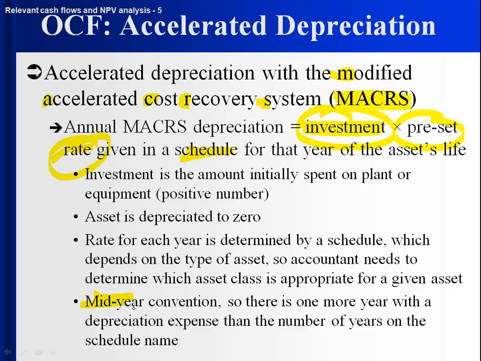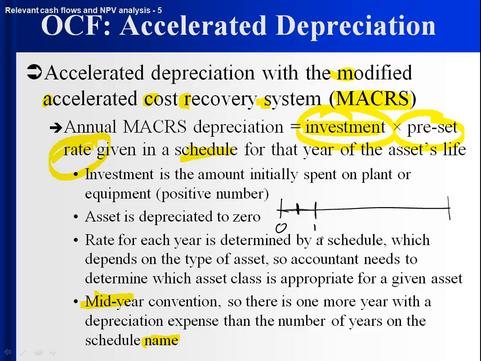There's something called the mid-year convention. In this class, for example, we're going to look a lot at the 3-year schedule. The name of the schedule is the 3-year schedule, but there's actually going to be 4 years of depreciation. Whatever schedule you're using, if it were the 5-year schedule, there'd be 6 years of depreciation. The reason is that we assume that no matter when the asset is purchased during the year, whether it's bought on January 1st or December 31st, for depreciation purposes we assume it's bought in the middle of the year.